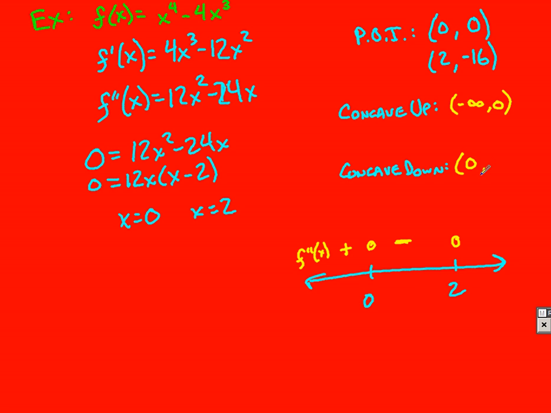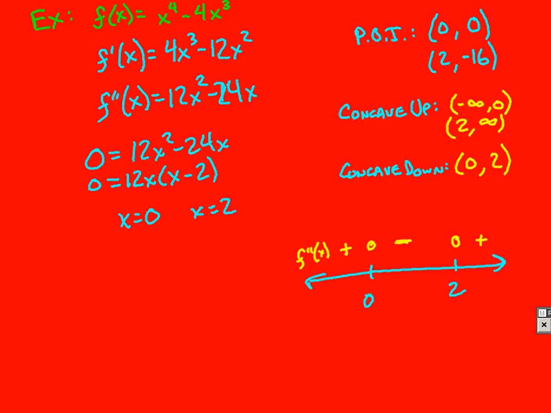Concave down on the interval 0 to 2. And the last one, plug in a number like 3, something bigger than 2. I'd have positive times positive gives me positive. So that's another concave up region from 2 all the way to infinity. So that's how you do your concavity region.